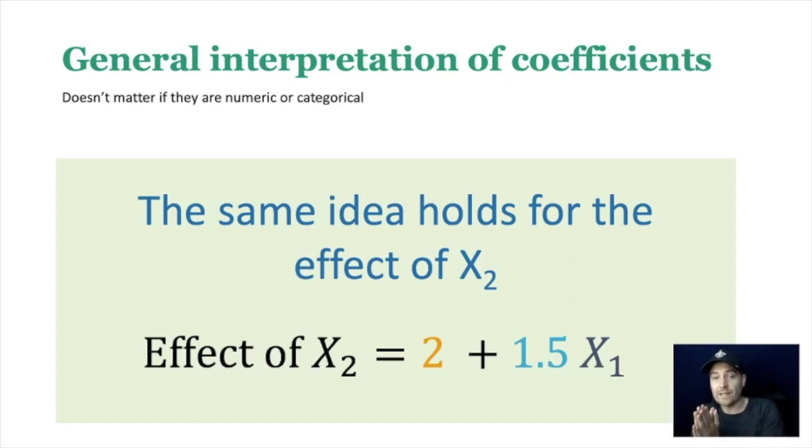What about when x1 is 1? Well, the effect of x2 becomes 2 plus 1.5 times 1, which is 3.5 for the whole thing. So when x1 is 1, the effect of x2 is 3.5. In other words, for a 1 unit increase in x2, we see a 3.5 unit increase in y when x1 equals 1.